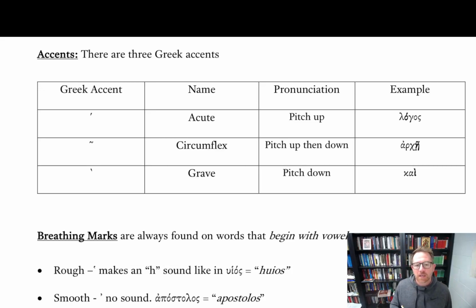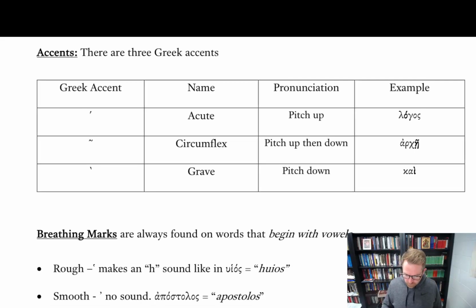The circumflex accent is kind of a combination. It's the acute and the grave, right? So you go up and you come down. So the circumflex, you're kind of riding that up and down. So it's the longest of the accents. Pitch up, then down. So arche, arche. So you're going up and then coming down. The grave accent is just that pitch down, kai, kai. And so you're kind of bringing that down.